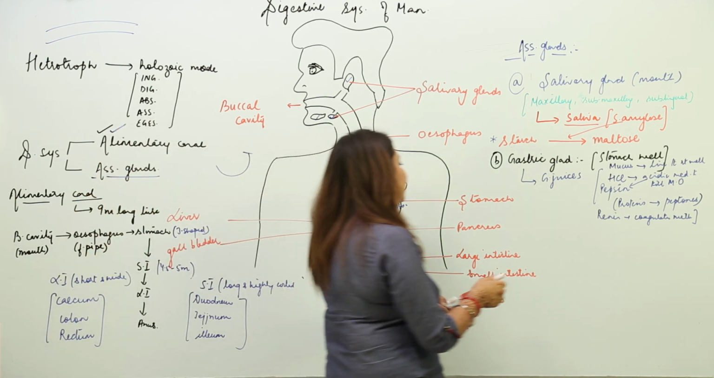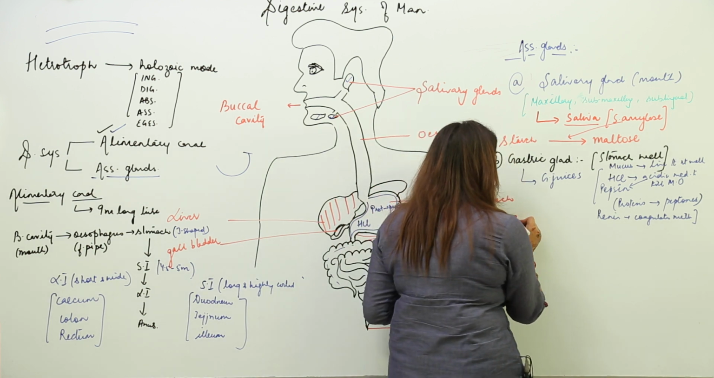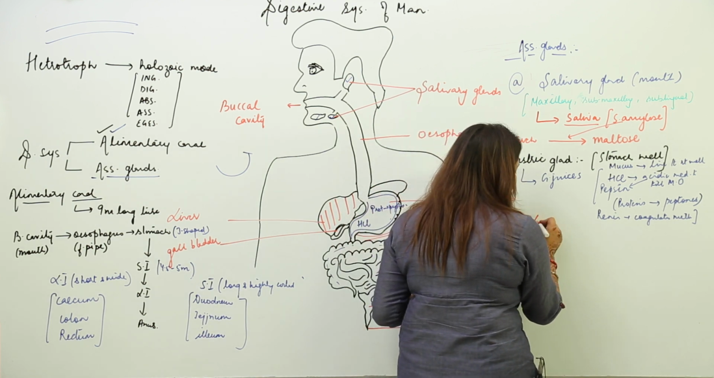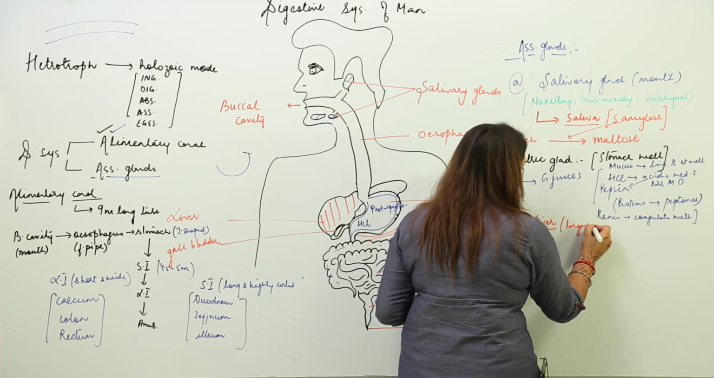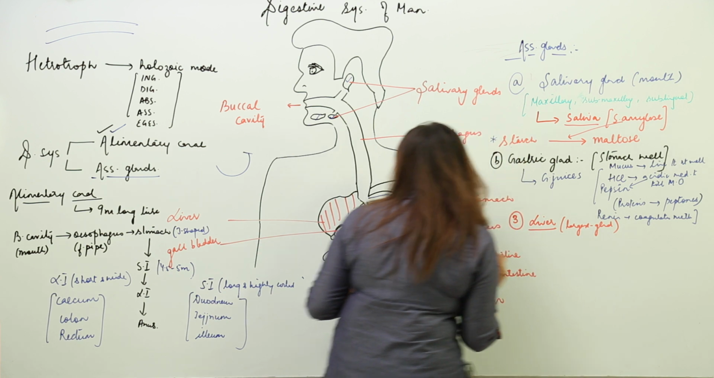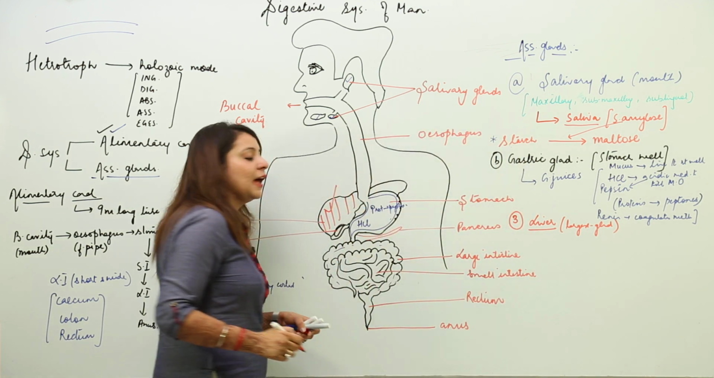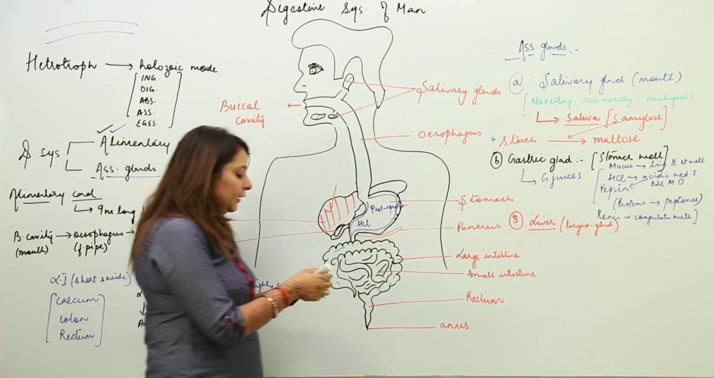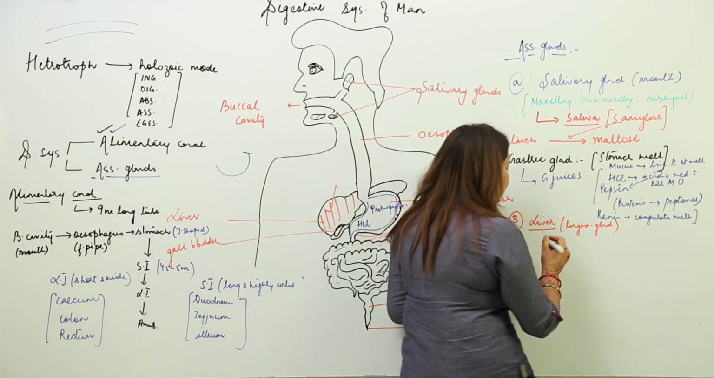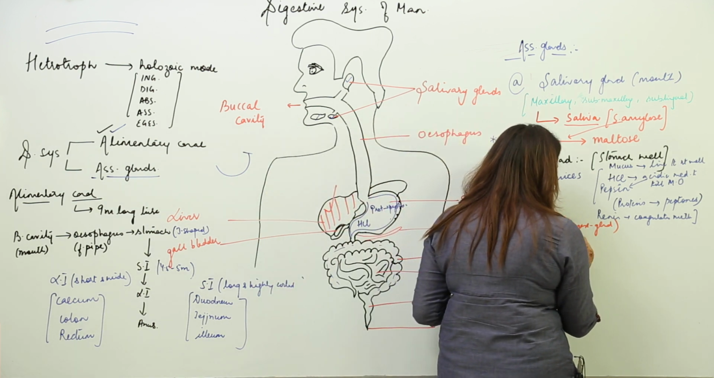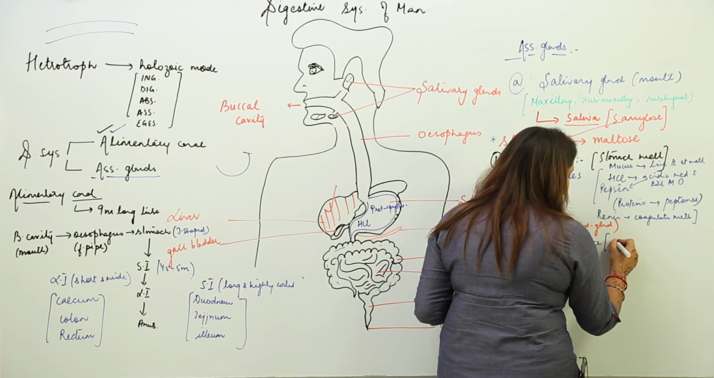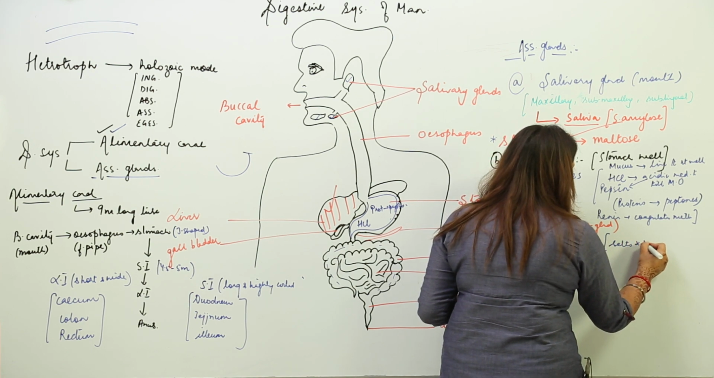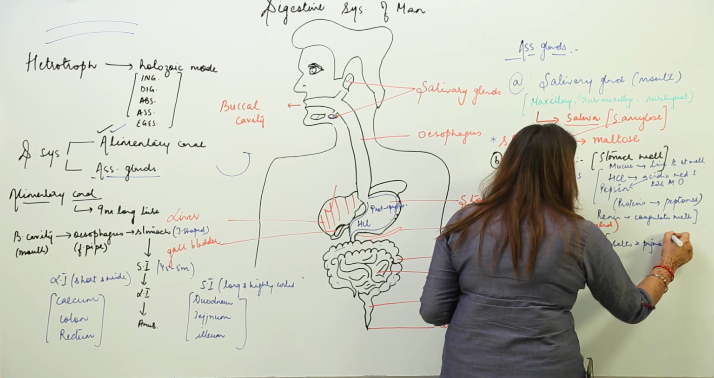The third gland present in the body in sequence is the liver. As you know, the liver is the largest gland of the body. What does the liver actually secrete? The liver secretes bile juice, and what is bile juice formed of? It is formed of salts and pigments.